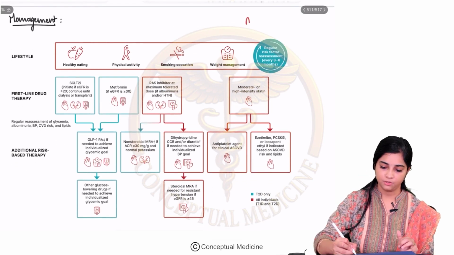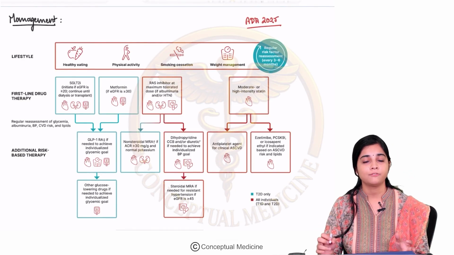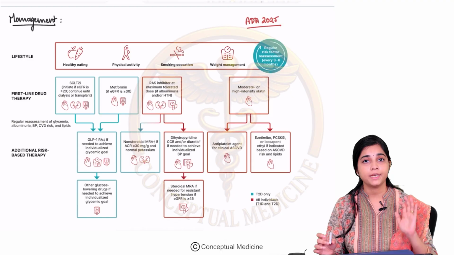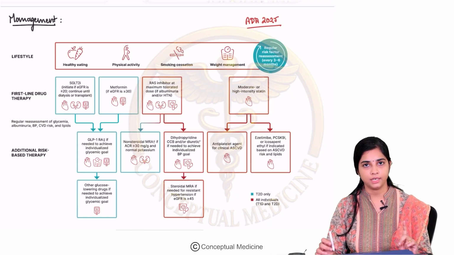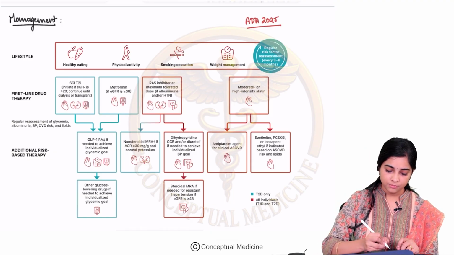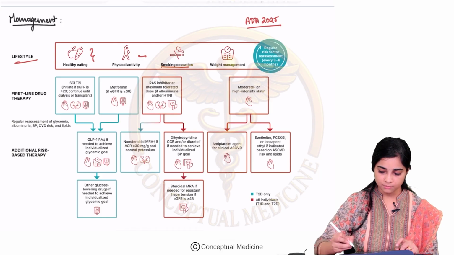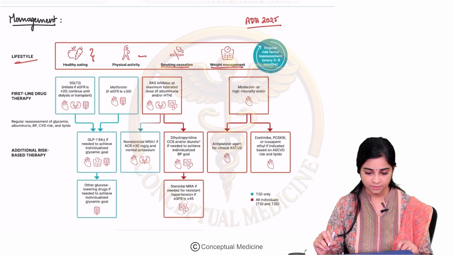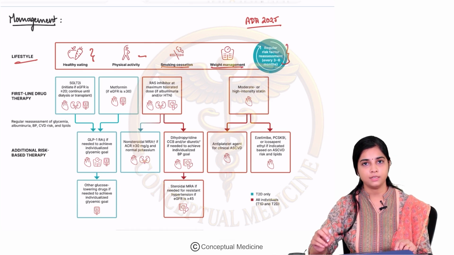Again, this is from the ADA 2025 update on management of diabetic nephropathy. This is very, very important because it is one of the most common causes of CKD in India. Promote lifestyle measures: healthy eating, physical activity, smoking cessation and weight management. And do a regular risk factor assessment every 3 to 6 months.